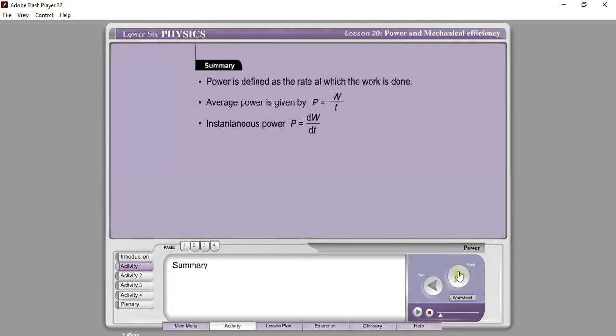Summary. Power is defined as the rate at which the work is done. Average power is given by P equals W over t. Instantaneous power, P equals dW over dt. SI unit of power is what? It is denoted by W.